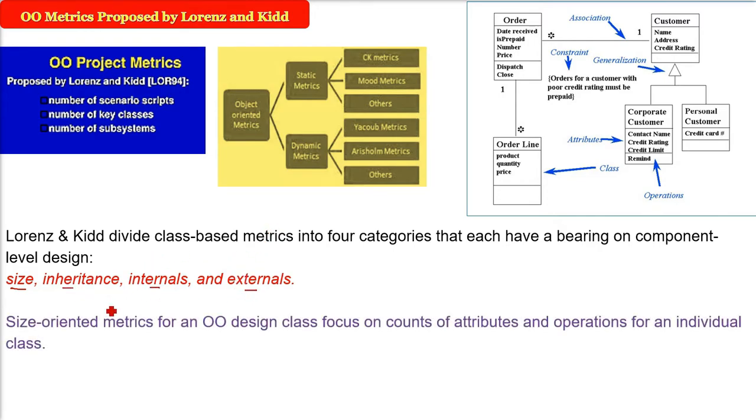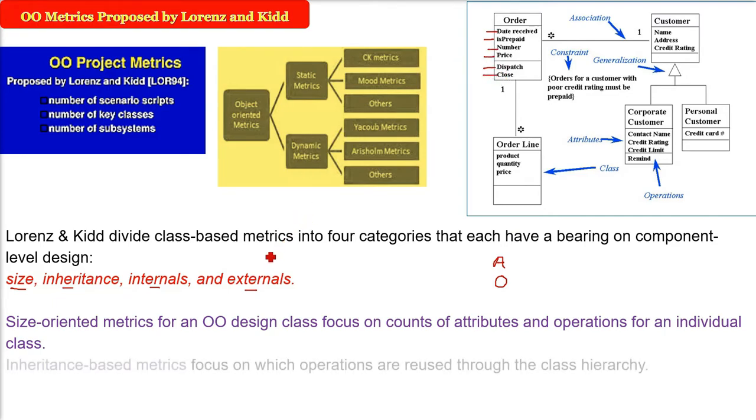What is size? The size-oriented matrix proposed by Lawrence and Kidd for an object-oriented design focuses on counts of attributes and operations. So this is a class. These are the attributes, and these are the functions operating on these attributes. So the counts of attributes and operations for an individual class. This is the size-oriented matrix.